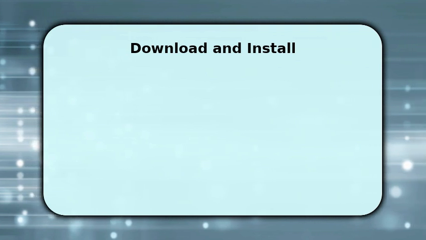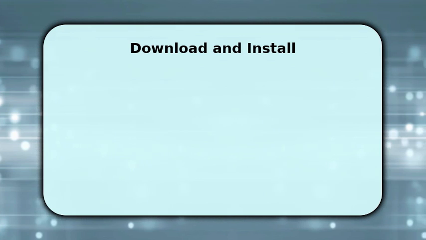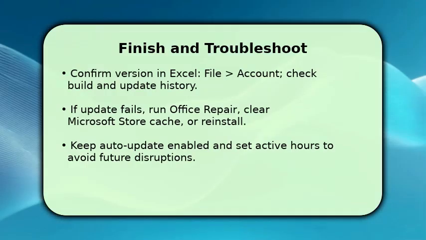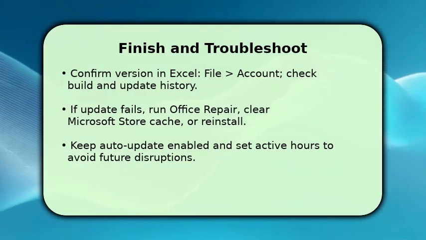Make sure device sleep and any VPN or proxy are disabled during install to prevent timeout errors. Save and close unsaved files, then follow on-screen prompts. Excel may request a restart, which completes replacing binary. To finish, open Excel, go to File, Account, and confirm the version and build match the update notes.